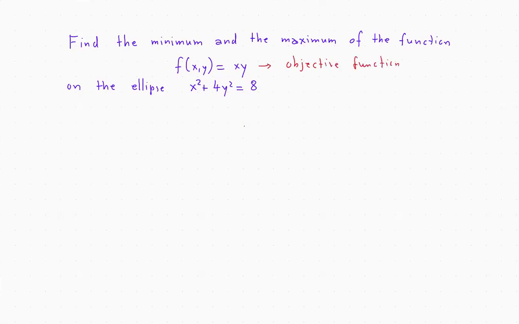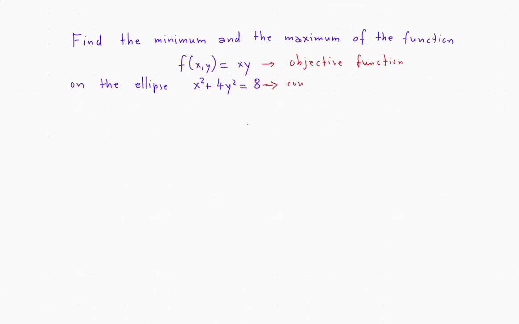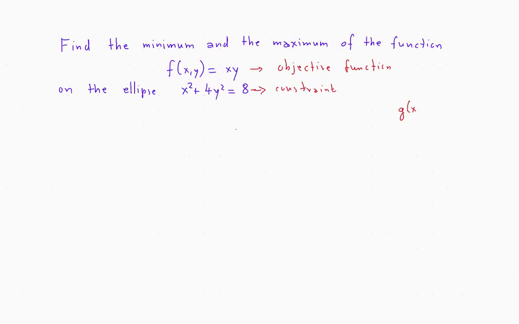So what we want to do is create a function that has a level set which coincides with a constraint. So we want to write down a function such as x squared plus 4y squared minus 8. Usually you can take everything to the left-hand side and create such a function.